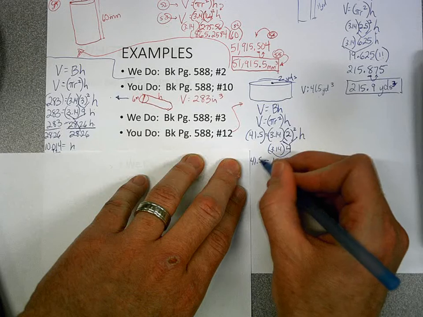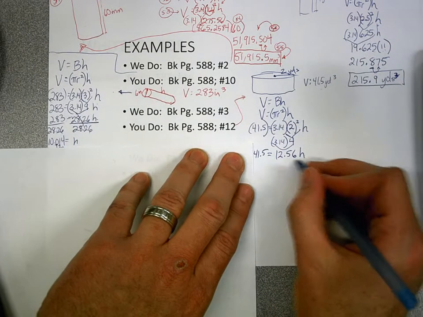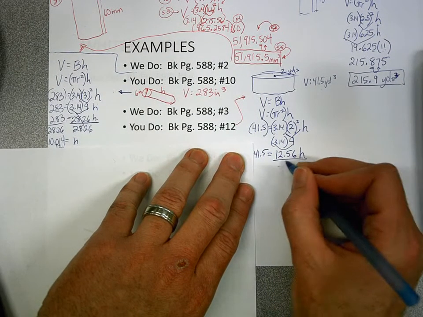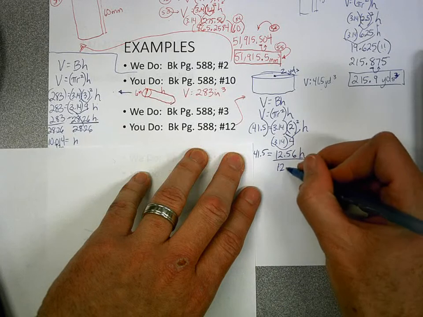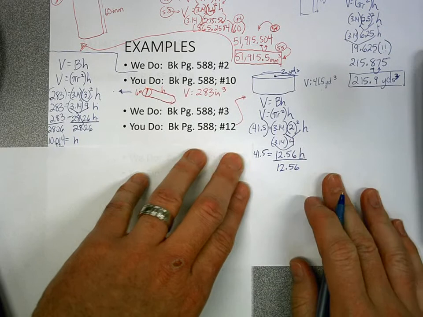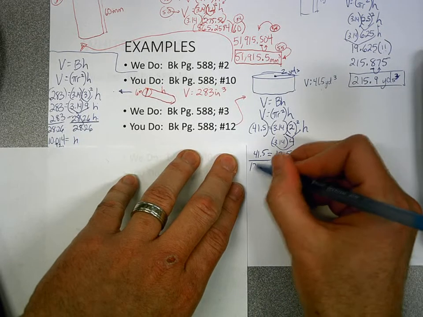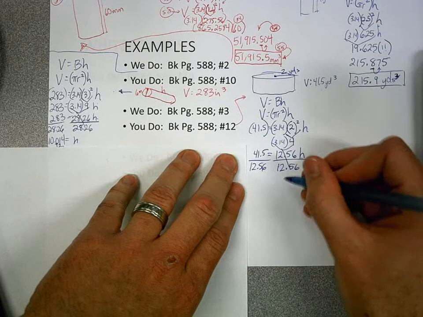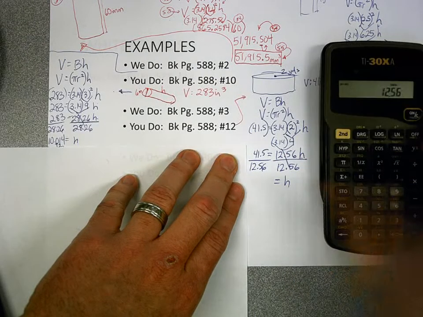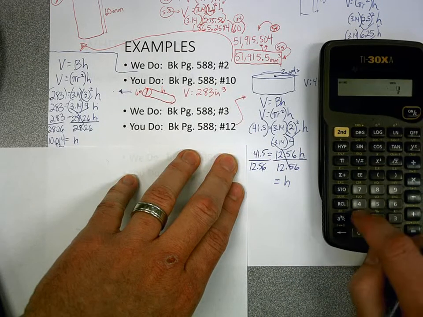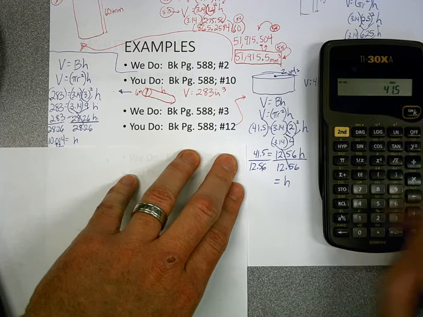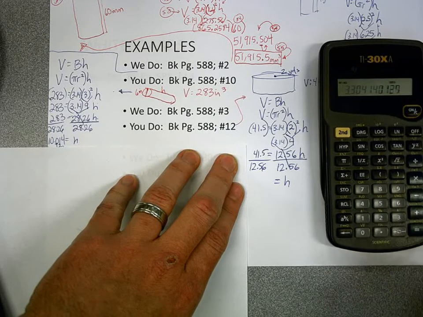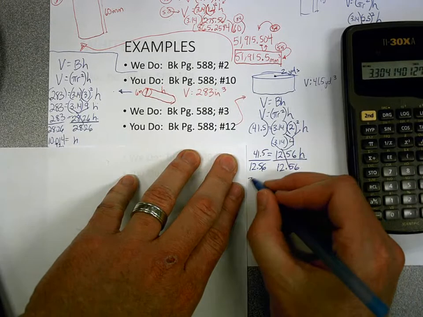So again, it's just a one-step equation. There's our variable, so isolating it, I do the opposite. The inverse, I divide by 12 56/100. Do the same thing on the other side. Those cancel. We end up the height being 41 5/10 divided by 12 56/100. And I get a long one here, 3 304.